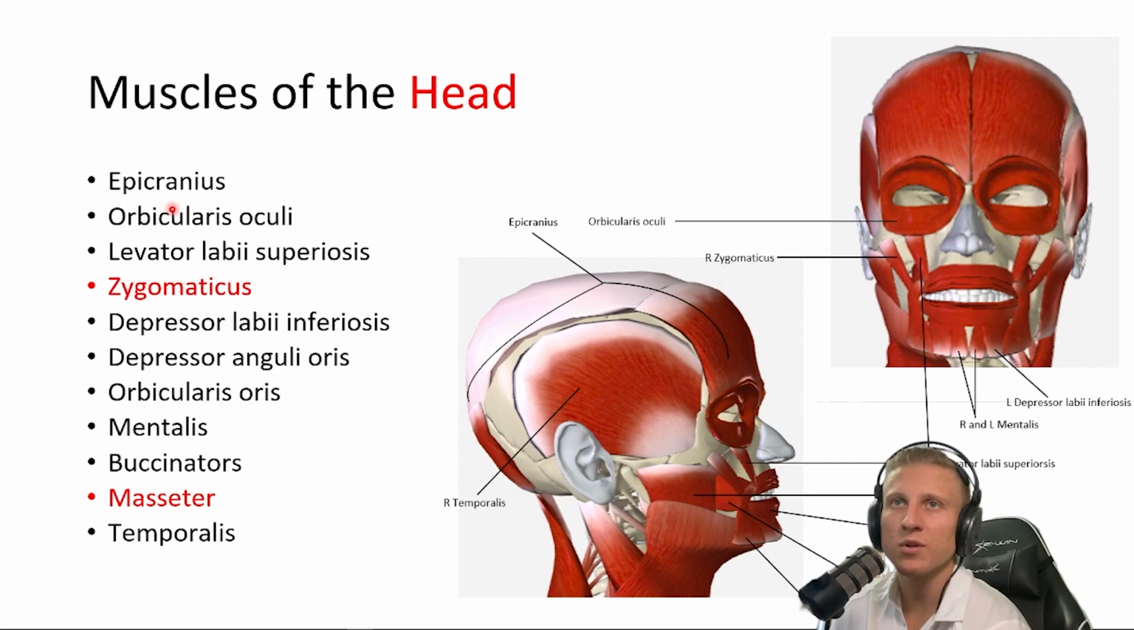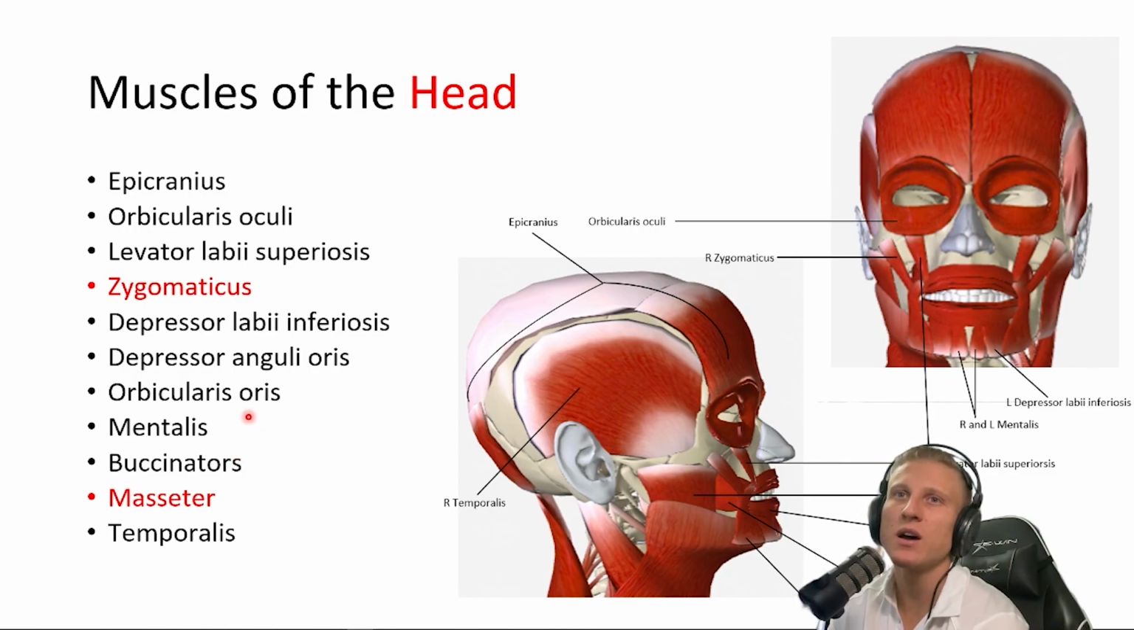Orbicularis, okay, so same word we saw here. So this is a circular muscle fiber orientation. But this time, instead of oculi for eye, we have oris. Think oral, think speaking, okay? So this is lining your mouth. Leave it at that. We don't need to go further for the purposes of this class.